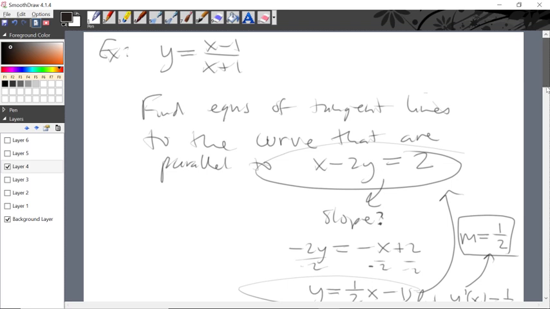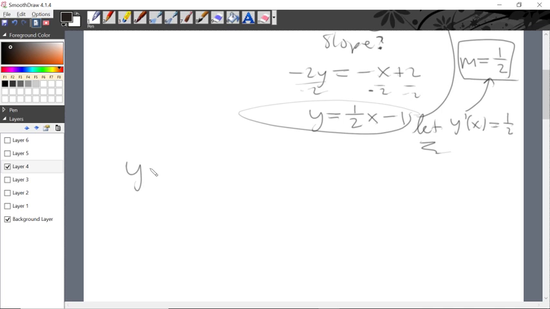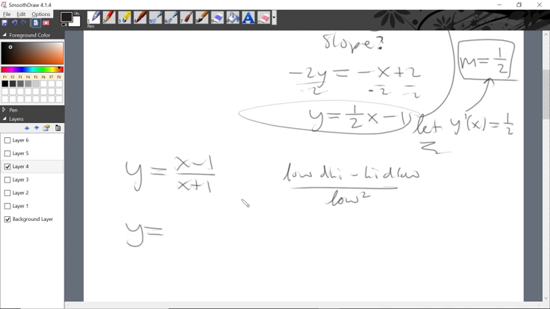So y equals x minus 1 over x plus 1, we need y prime of x. X minus 1 over x plus 1, that's a quotient. So low d high minus high d low, don't forget the square below. The low function now is x plus 1. The derivative of the higher function, the derivative of x minus 1 with respect to x, would just be 1. Minus the high function, which is x minus 1, times the derivative of the lower function, the derivative of x plus 1 with respect to x, which is also 1. And square the denominator, x plus 1 quantity squared.